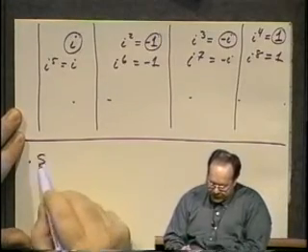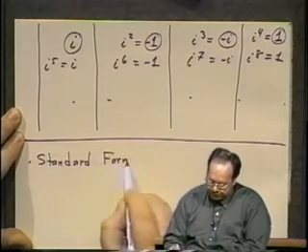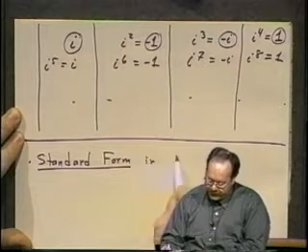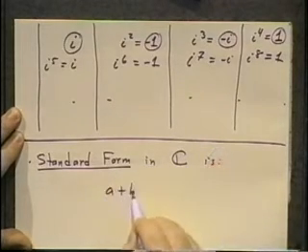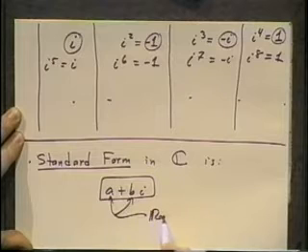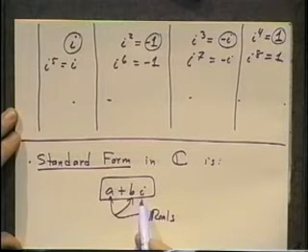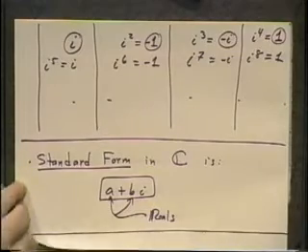There is also the standard form of complex numbers, which I wanted to remind you of. The standard form in C is a plus bi. That's the way we write the complex numbers, where the a and the b are reals. So you take two real numbers, multiply one of them by i, add them, and you've got a complex number in standard form.